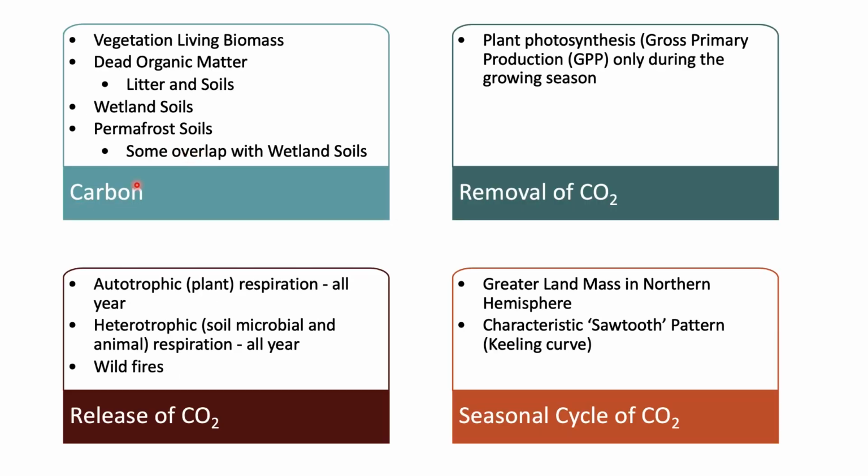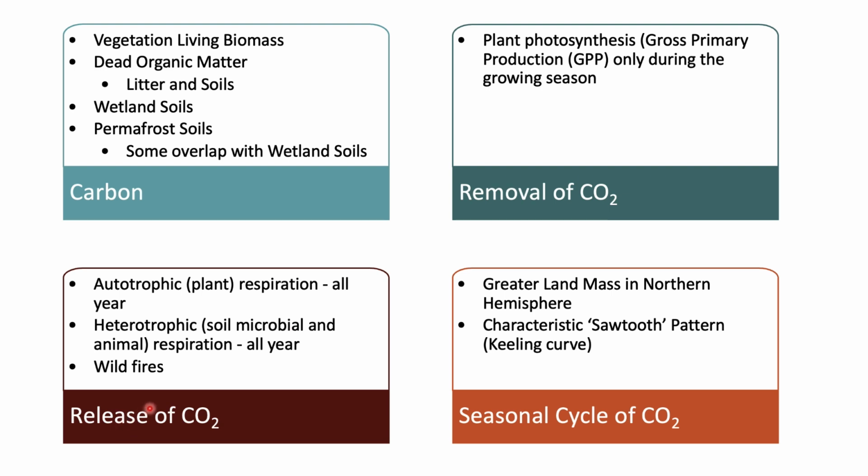And when we look at carbon, the vegetation and living biomass contain carbon. They are present as dead organic matter in the case of litter and soils. That is also present in wet soils. Permafrost soil has some amount of overlap with wetland soils. So these are all the sources of carbon. And how is carbon removed? Carbon is removed as carbon dioxide. Plant photosynthesis, especially the gross primary production, happens only during the growing season, which removes carbon in the form of carbon dioxide.